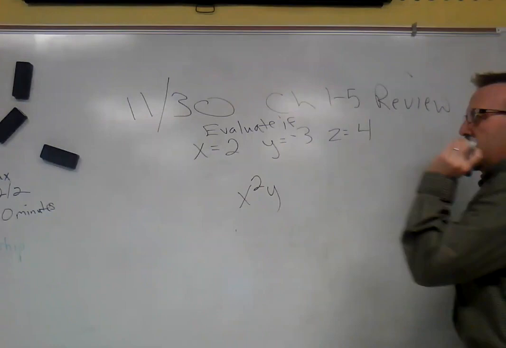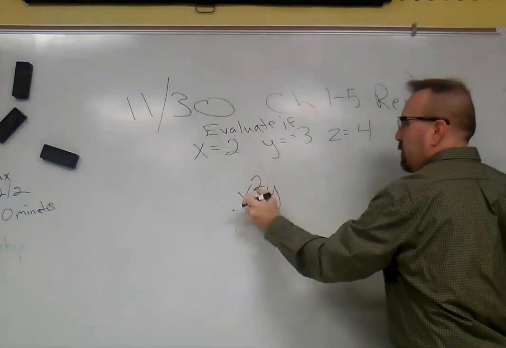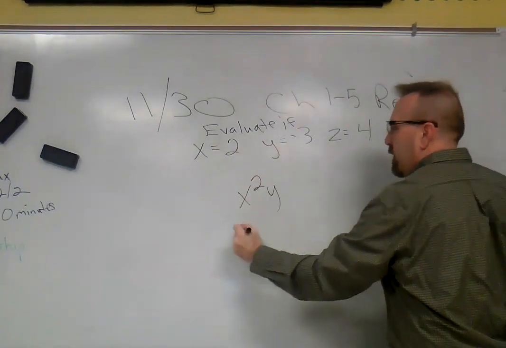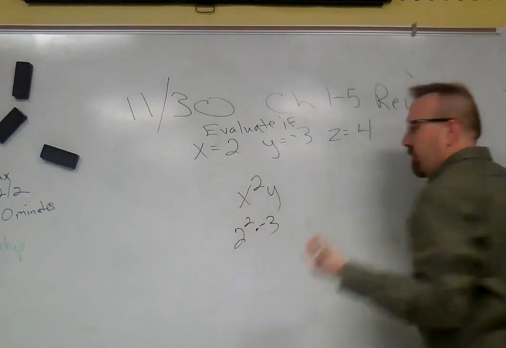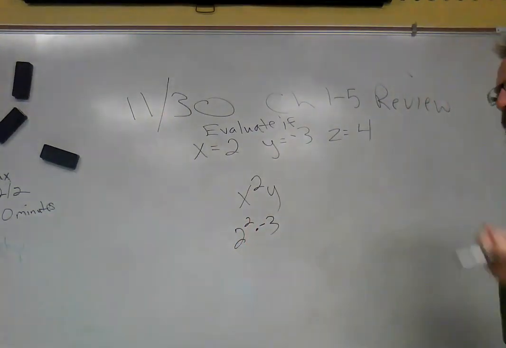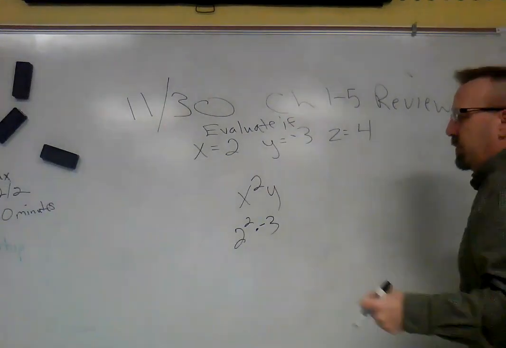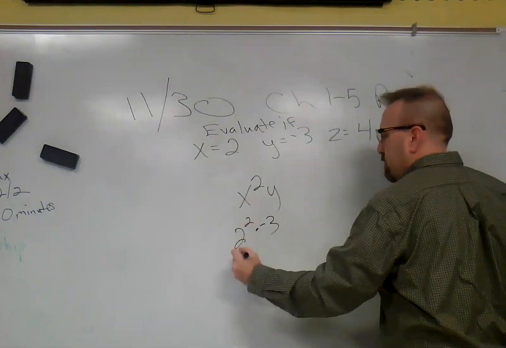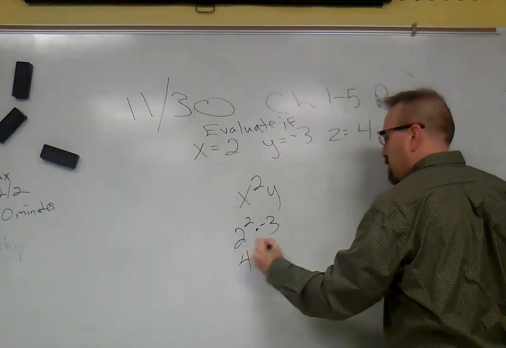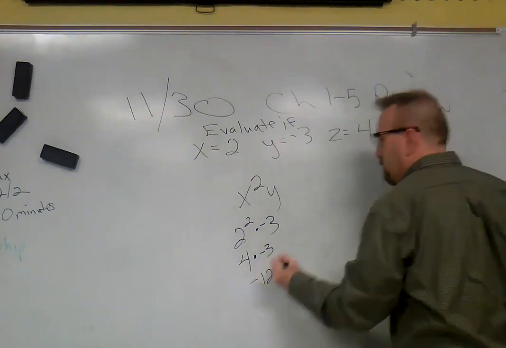So what we do is substitute. In place of x, we put 2, in place of y, we put -3. So we would have 2 squared times -3. Then we've got order of operations. Do we multiply first or do exponents first? Exponents. So 2 squared, 2 times 2 is 4, times -3, so we would get -12.